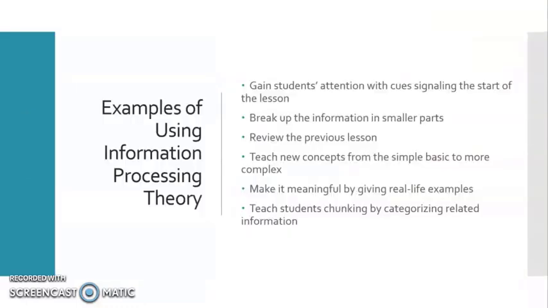Some examples of using information processing include gaining students' attention with cues or signals at the start of a lesson, breaking up information into smaller parts, reviewing prior lessons or previous lessons, teaching from simple to more complex information, making the information more meaningful by giving real-life examples, and then teaching students how to chunk by categorizing related information.